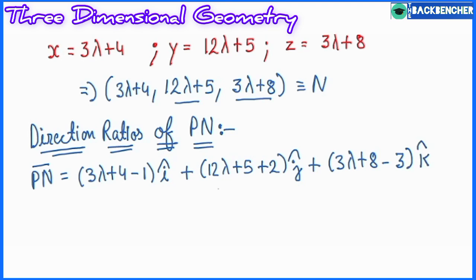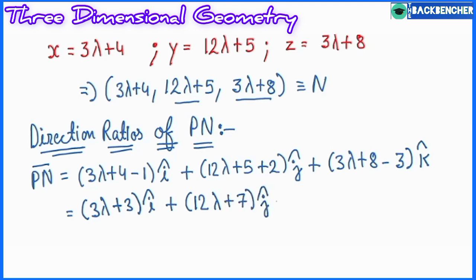Now let's simplify it further. So that would become 3 lambda plus 4 minus 1. 4 minus 1 is 3. So we can write 3 lambda plus 3, that is the i cap. Plus, let's simplify the second part also. We have 12 lambda plus 5 plus 2, that is 12 lambda plus 7, right? So we'll write 12 lambda plus 7, and that is our j cap. Now the same process with the third part: 3 lambda plus 8 minus 3. 8 minus 3 is 5. So that would become 3 lambda plus 5, and that is our k cap.